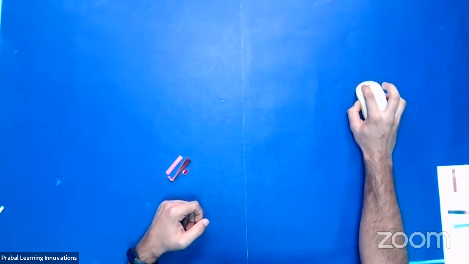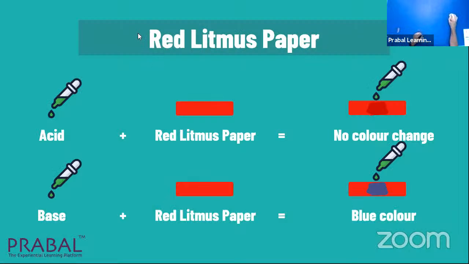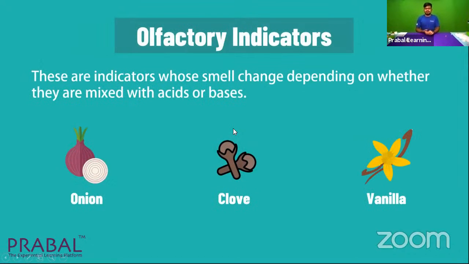So coming back to the presentation. So we saw about turmeric and we just experimented with the litmus paper as well. Now we are going to talk about olfactory indicators. These are an interesting category of indicators. These indicators, their smell changes depending on whether they are exposed to an acid or a base. So three common examples of olfactory indicators are onion, clove, and vanilla.